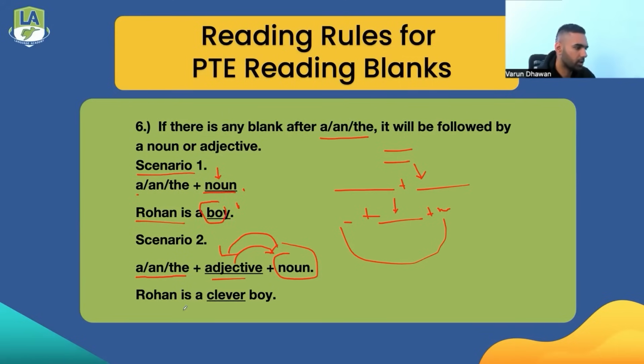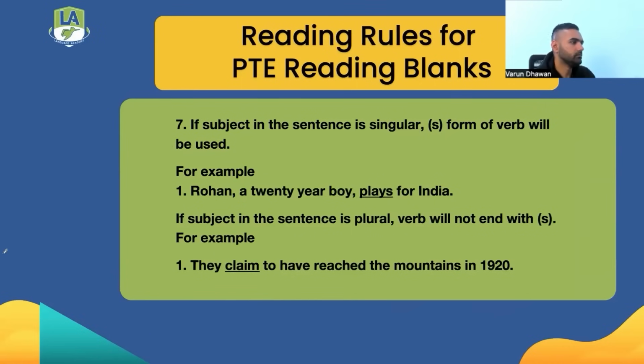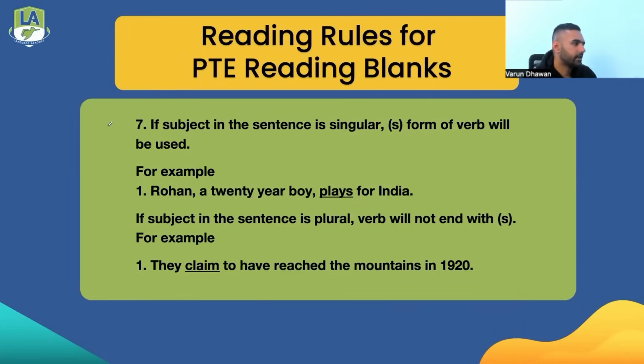Rohan is a dash boy. We have article and noun over here, so the adjective is missing. We will use a word over here which will give information about the noun, which is an adjective. Adjectives are words which give you more information about a noun. This is a very important rule. I use this a lot when I solve reading fill in the blanks.